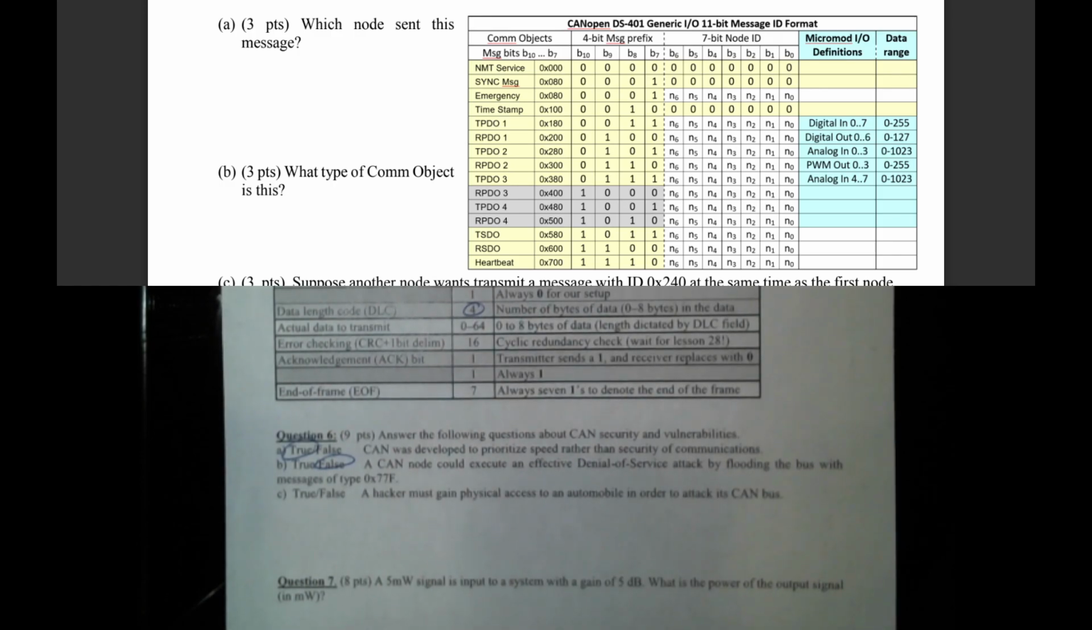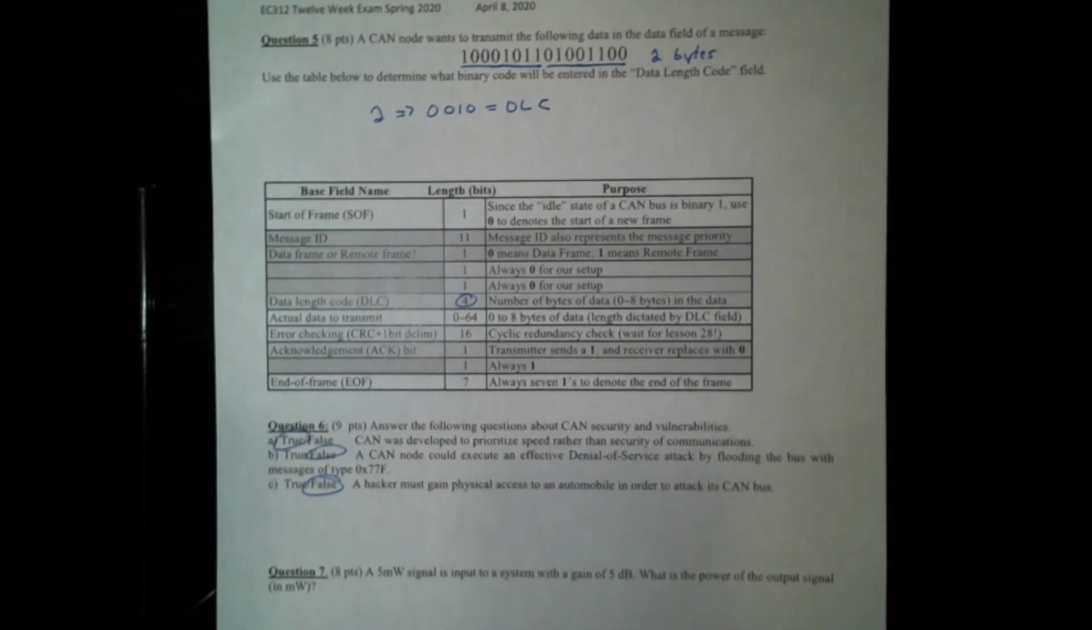And then finally, the last question: a hacker must gain physical access to an automobile in order to attack its CAN bus. I just mentioned that for a previous question, but that's false because generally there's some access method like Wi-Fi, and as long as something like that, Wi-Fi or Bluetooth, is connected to the CAN bus, then a hacker would have access from outside of that system remotely.